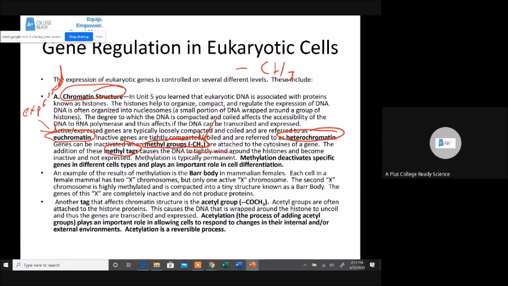Typically, methylation is permanent. So when those genes are turned off in a particular cell, they stay off in that cell. They're never going to be turned back on. This is one of the main things that helps cells to differentiate. It turns off certain genes in one cell. It doesn't turn them off in other kinds of cells. So the two kinds of cells become different because they have different groups of genes that are being expressed in the two different cells. A good example of methylation in humans is the bar body.